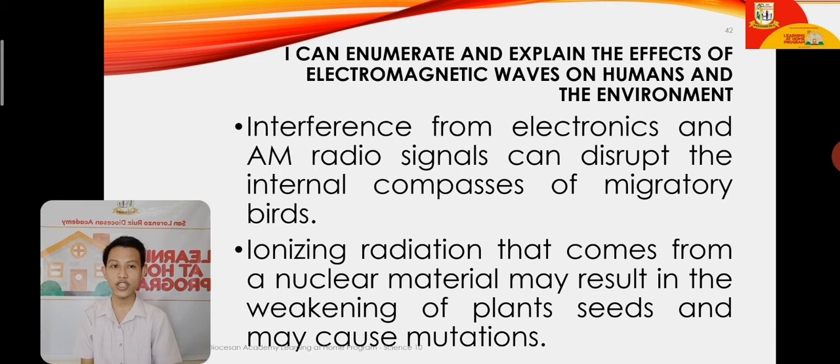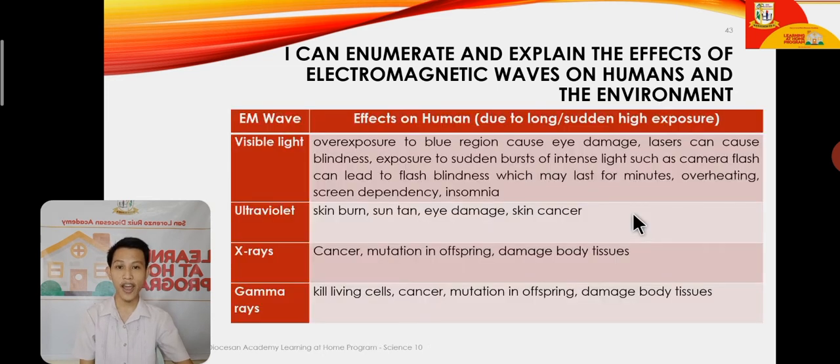Ionizing radiation that comes from nuclear material may result in the weakening of plant seeds and may cause mutation. Okay? So yung mga radiation galing sa mga nuclear power plants na maaaring makasira ng mga halaman, ano pa, at mag-cause ng mutation sa tao or magkaroon ng birth defects yung kanilang mga magiging anak. Okay? So yan ay mga effects ng electromagnetic radiation sa environment.